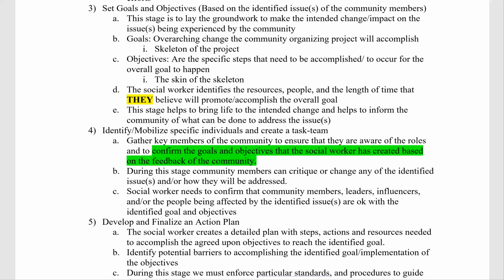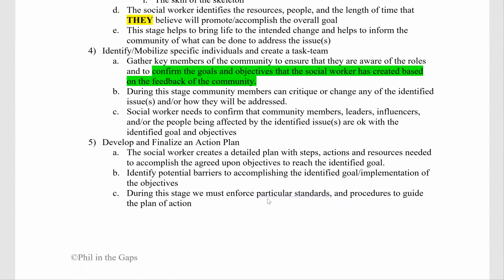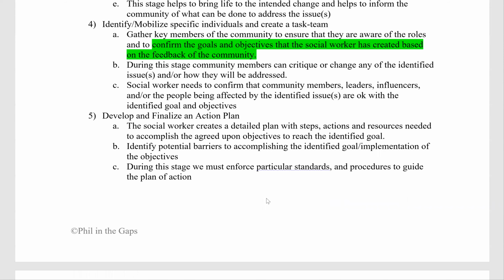The social worker needs to confirm that the community members, leaders, influencers, and/or other people being affected by the identified issue and/or multiple issues are okay with the identified goals and objectives. And if everybody is like, yes, let's carry this thing out, let's get the job done, we can accomplish everything that we want to, that is when we develop and finalize an action plan. This is where all of those hearsays and all of those identified resources and stuff get put in stone and solidified.